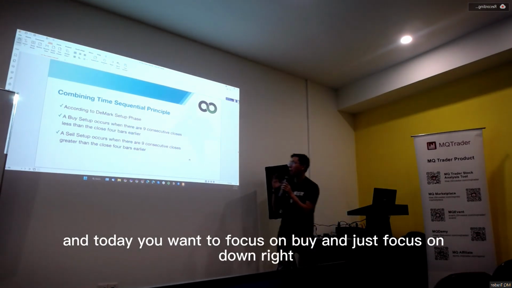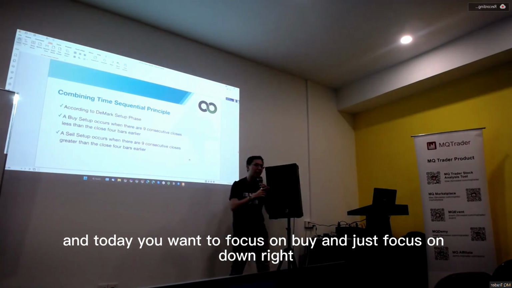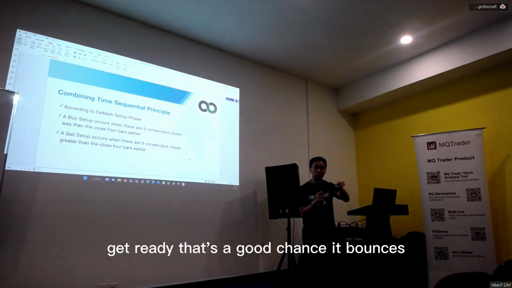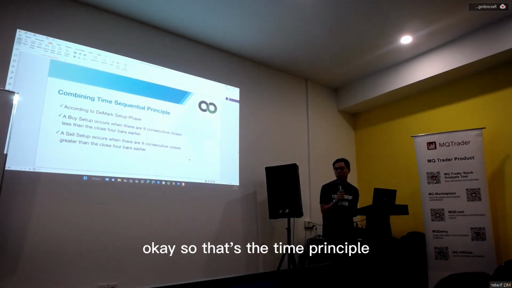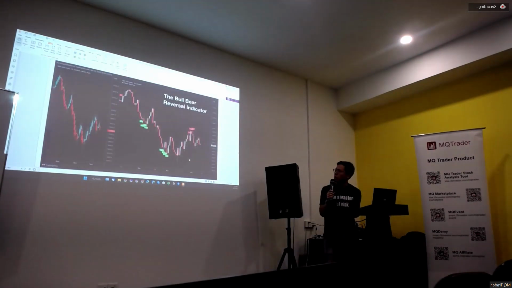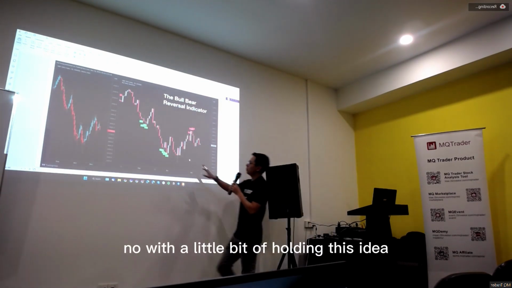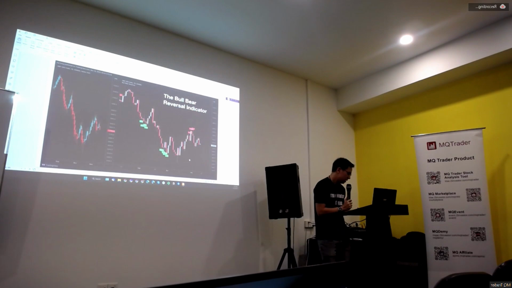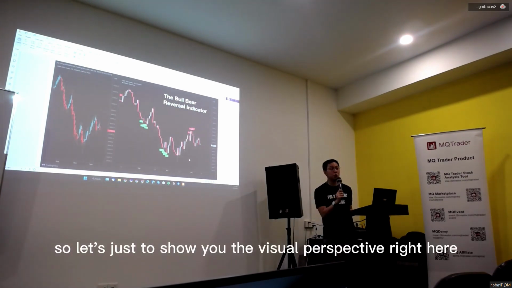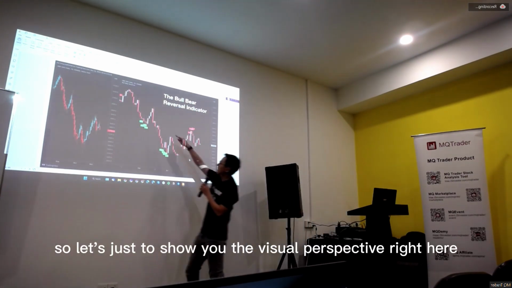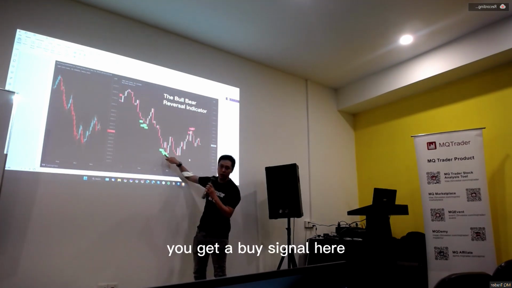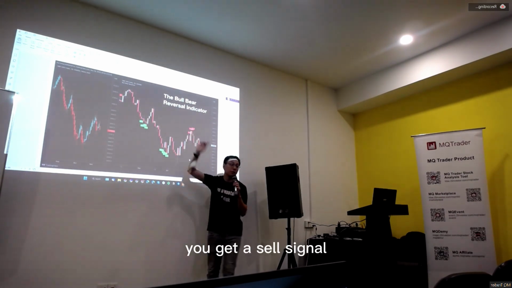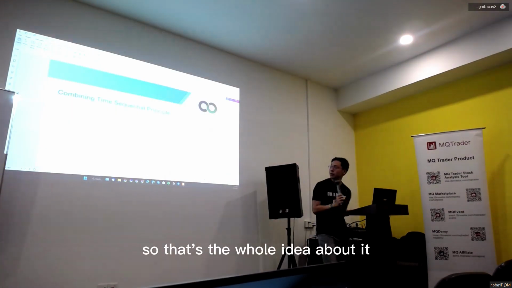And today, if you want to focus on buy, then just focus on down, right? If it comes down 9 days, get ready, there's a good chance it bounces. So that's the time principle. With a little bit of coding, you can actually have something like this. That's just to show you a visual perspective. Like here, down, down, down, down, down, you get a buy signal. Up, you get a sell signal. So that's the whole idea.